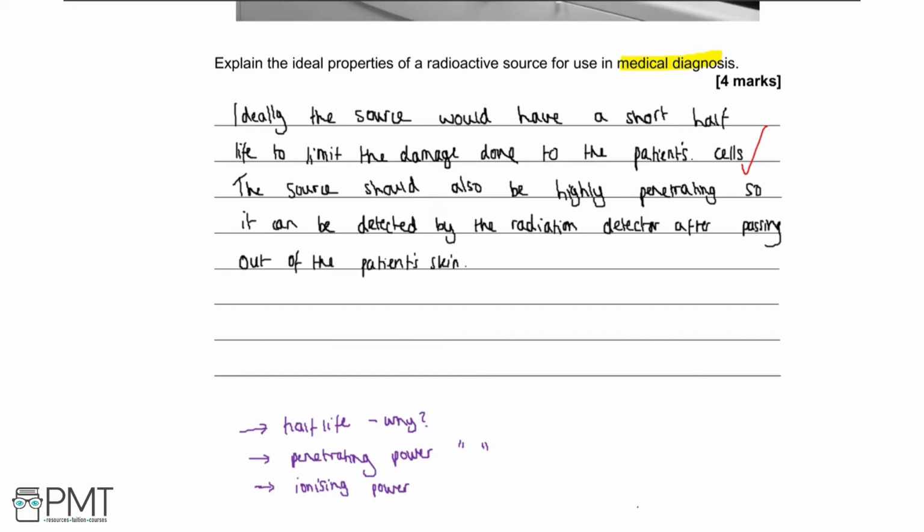So finally, the ionizing power. We want the radioactive source to have a low ionizing power, and this is because if a source is more ionizing, then this means that it will knock more electrons off the atoms of the cells of the patient. And when you ionize these cells, what this often causes is cancers, because the cells start to grow really strangely, or tumours, and obviously this is bad, so we don't want this to happen. So instead we want the radioactive source to have low ionizing power in order to reduce damage to the patient's cells.